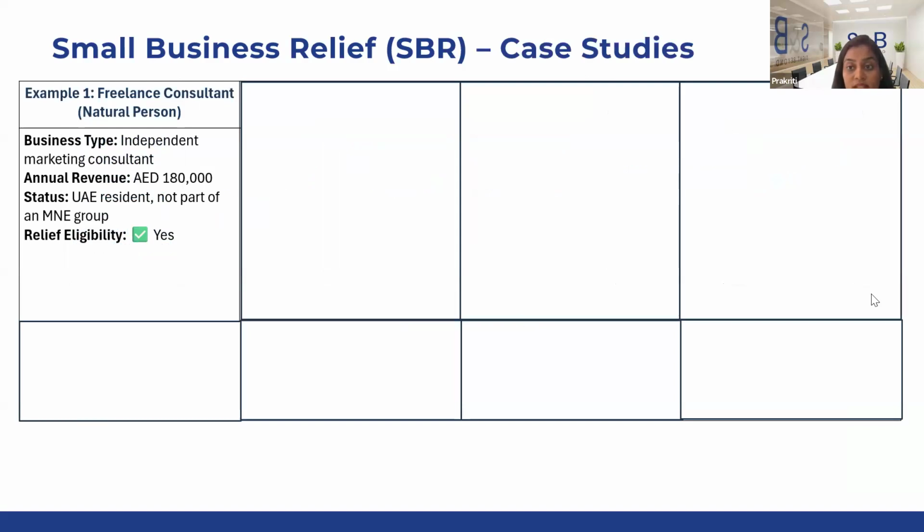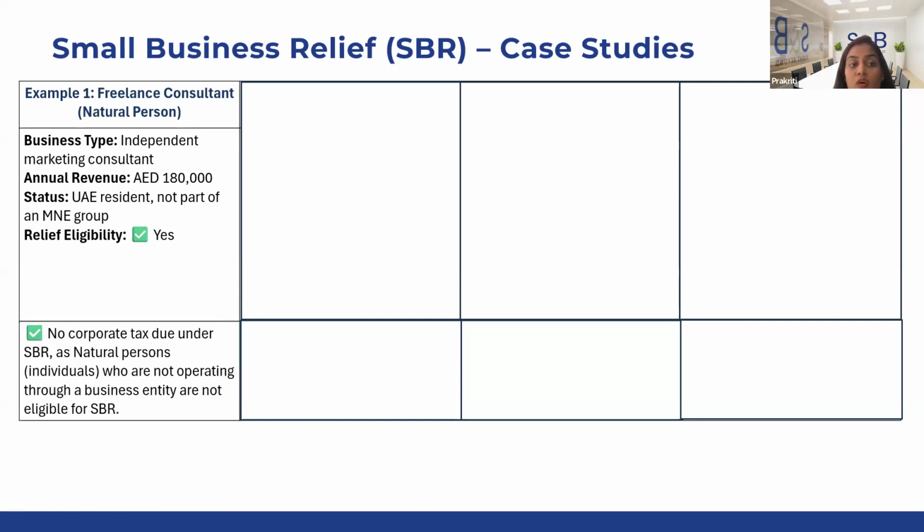So we have a few case studies where we will see the eligibility for small business relief, so as to have our concepts very clear. In the first case, the taxpayer is a natural person acting as a freelance consultant. It is earning a revenue of 180,000 dirhams and is not part of a multinational group. So the conclusion is that it will be eligible for the relief. Why? Because all the conditions of the SBR are met.